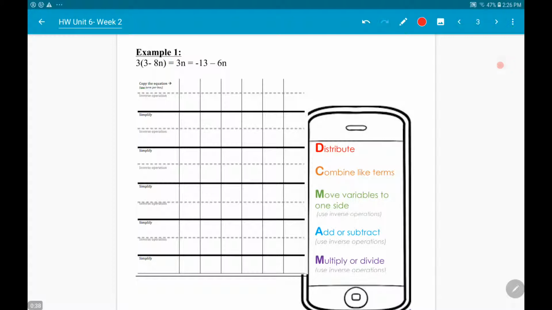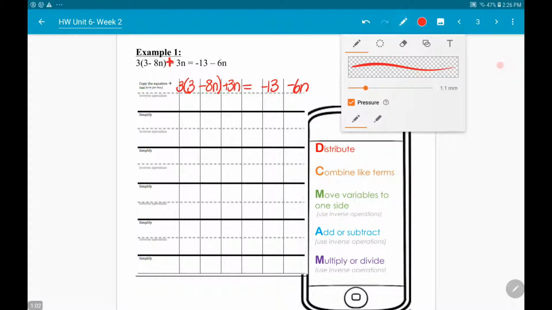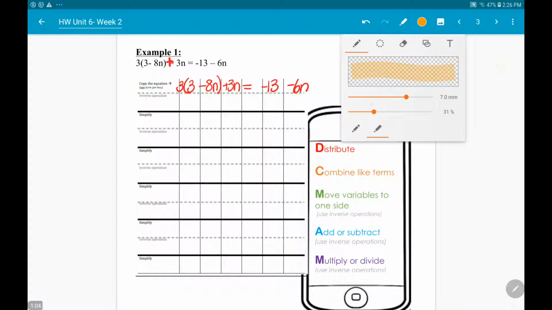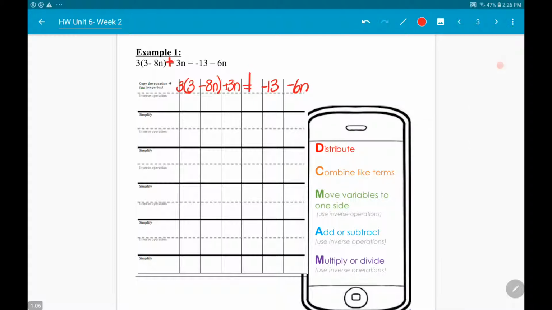Hi guys, so this video is solving multi-step equations. Make sure to just fix example 1. There is a bit of a typo right here. Alright, so let's go ahead and write this in. Okay. And I'm going to put my equal line.